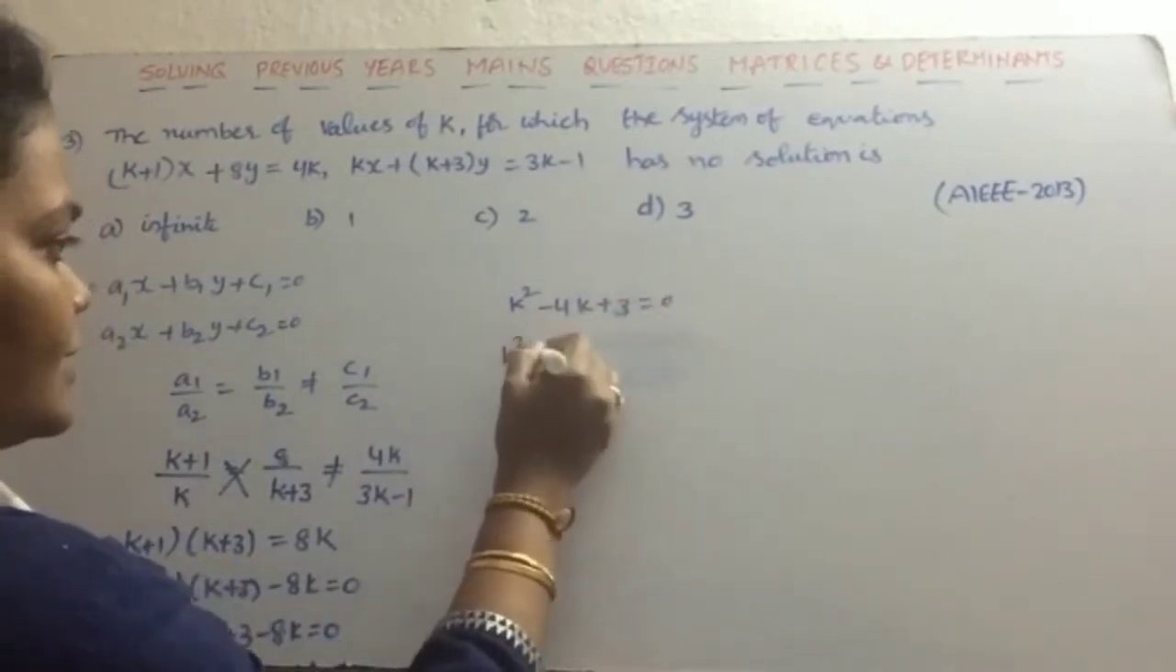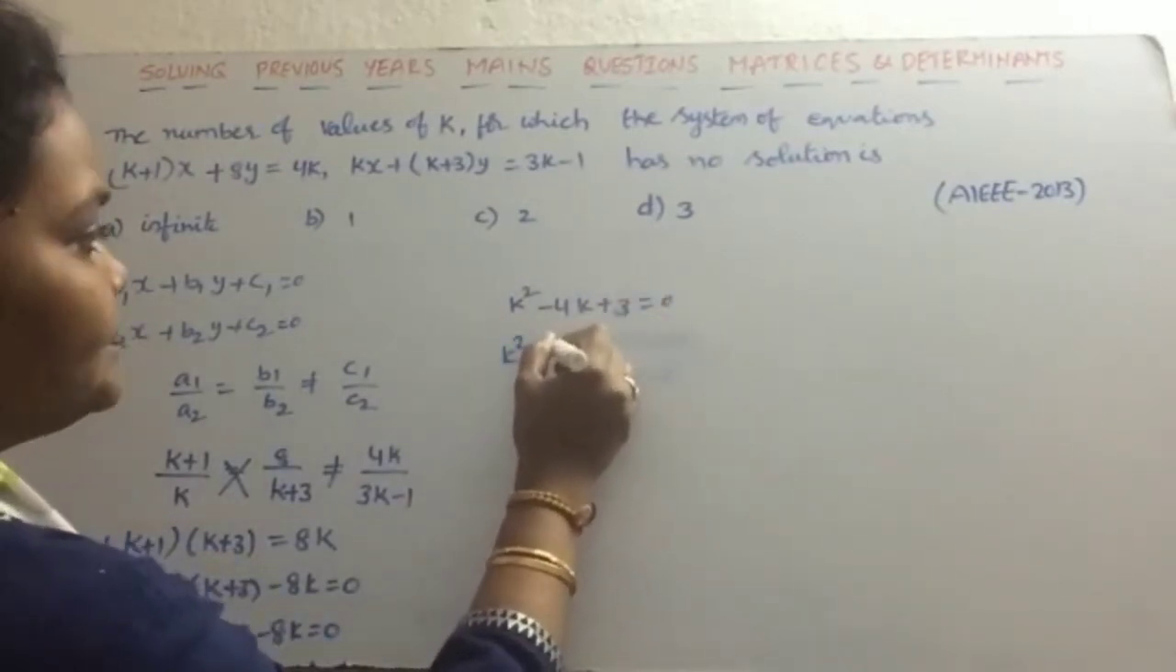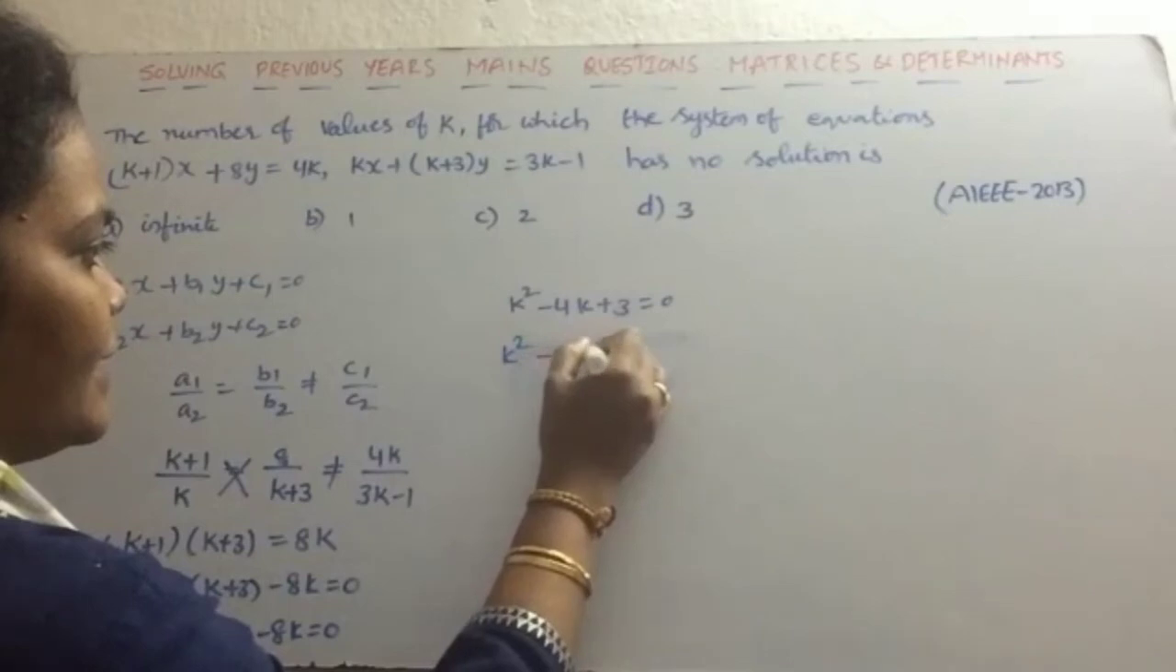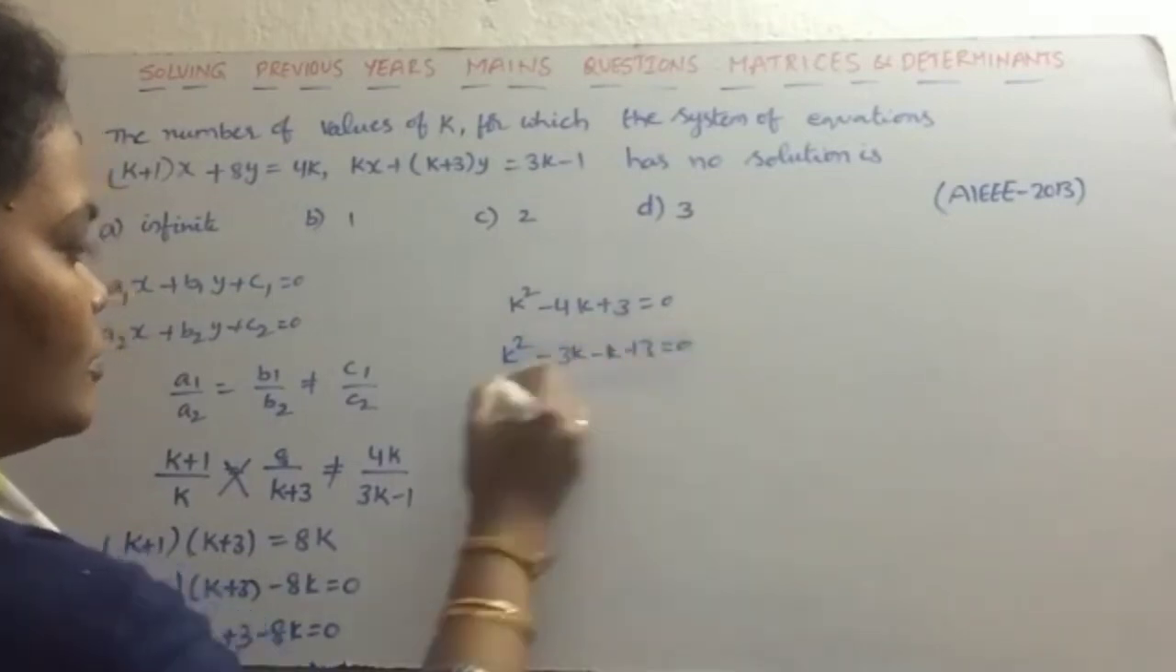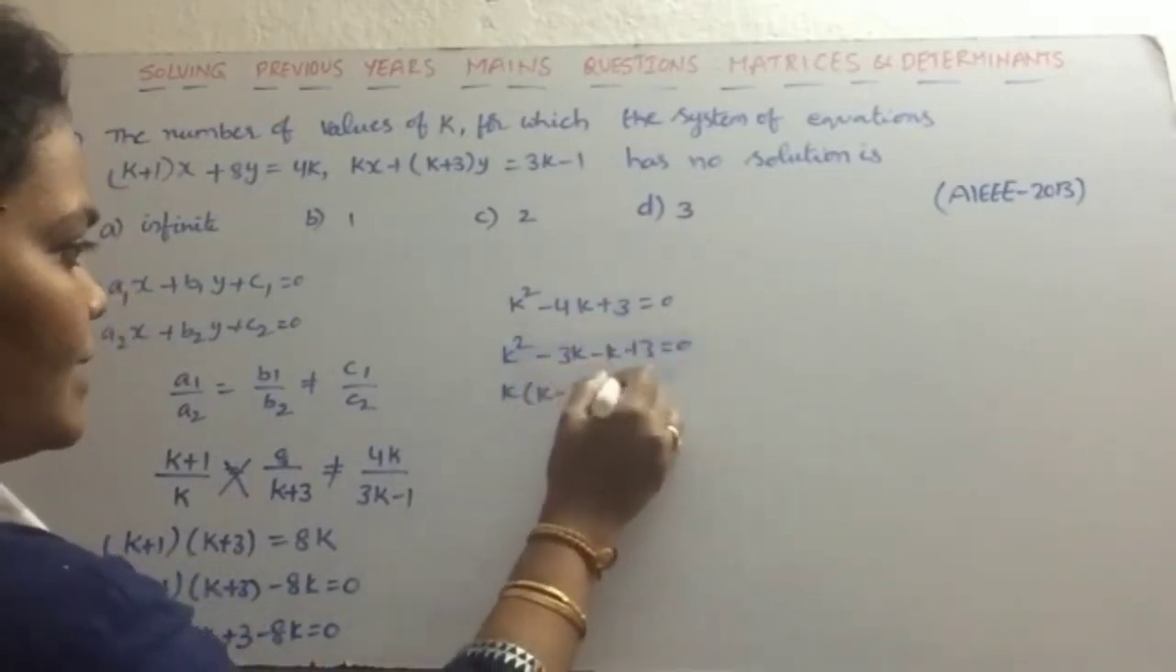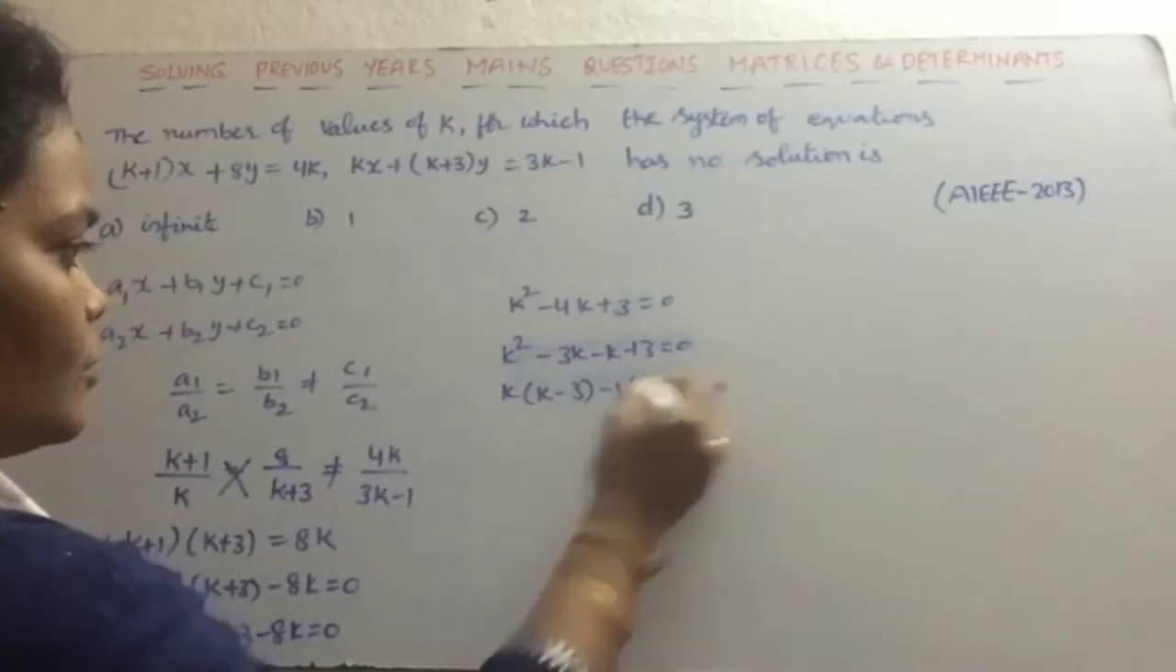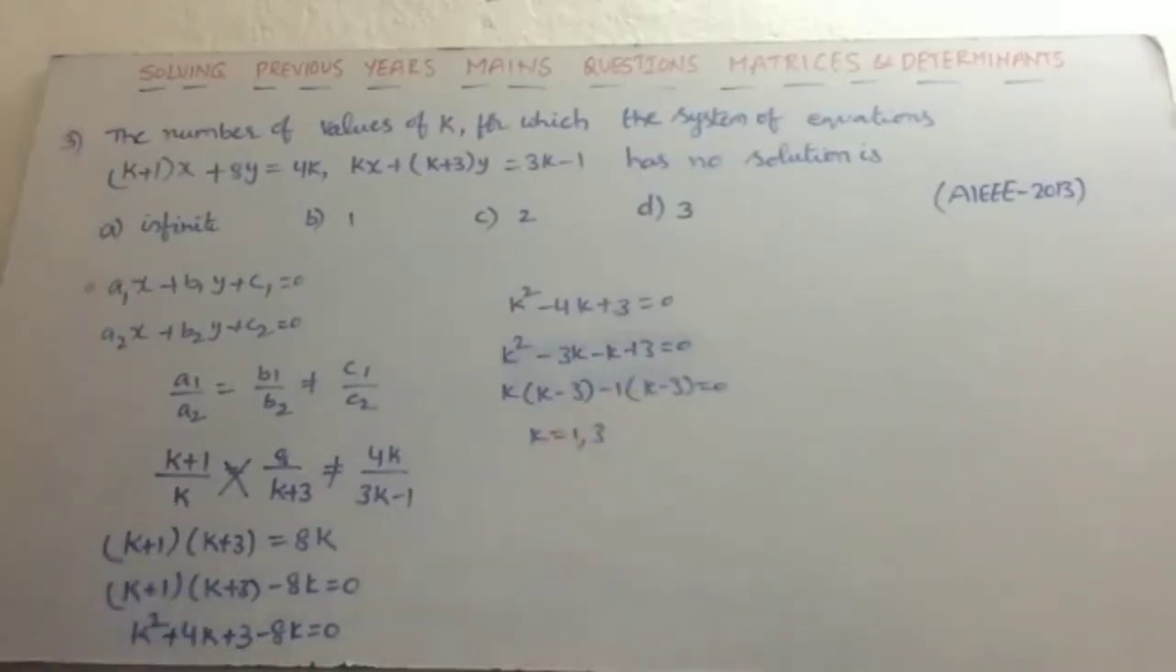The roots are: k square minus 3k minus k plus 3 is equal to 0. Then (k minus 3)(k minus 1). So k is equal to 1, 3.